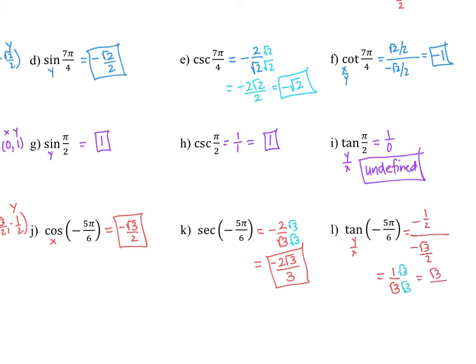So root 3 over 3 times 3 is 9, and then when I square root it goes down to 3. So for the tangent of negative 5 pi over 6, I get root 3 over 3.